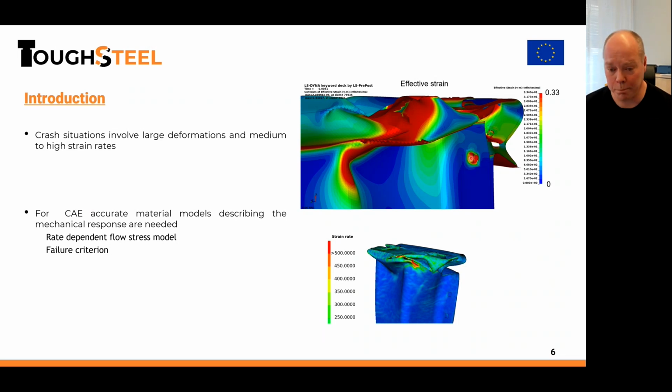You can see some examples from the crash boxes Simon has crashed. You can see strain up to 0.33 and strain rate from a couple of hundred up to 500. So when it comes to computer-aided design, that means accurate material models to describe, for example, the rate-dependent flow stress model, and you also need some kind of failure criterion to be able to predict potential cracks.